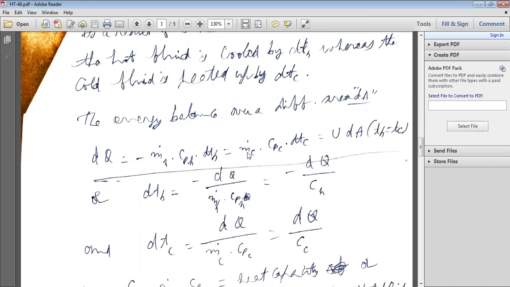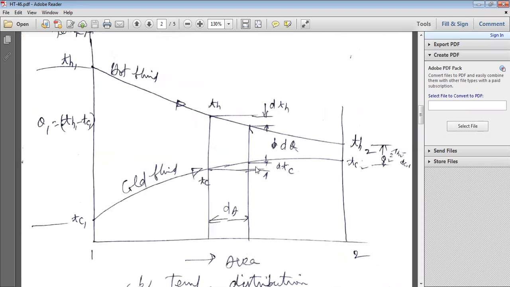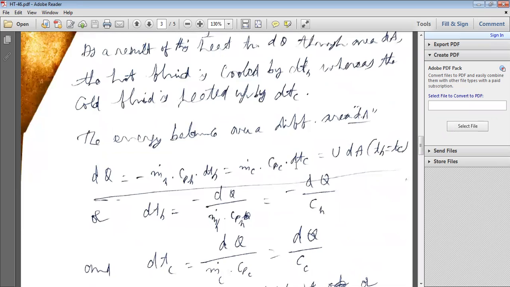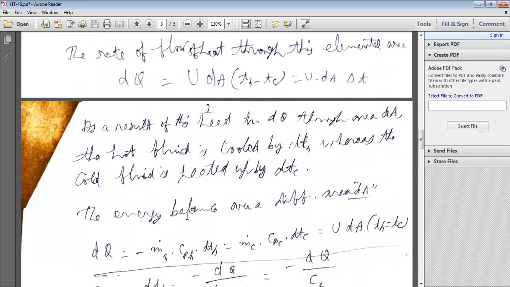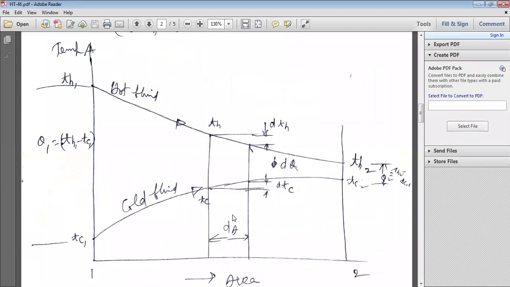m dot c is the mass flow rate of the cold fluid. Cpc is the specific heat at constant pressure of the cold fluid. dTh is the temperature difference of the hot fluid, and dTc, sorry, dTc is the temperature difference of the cold fluid. That is the energy balance or heat balance. The heat given by the hot fluid is at the same time taken over by the cold fluid. The cold fluid is getting the heat from the hot fluid.